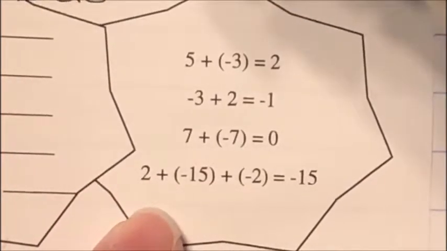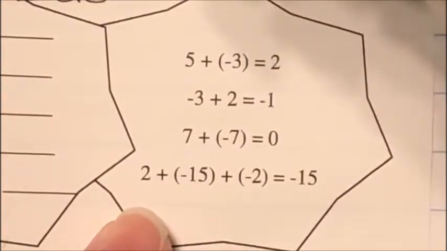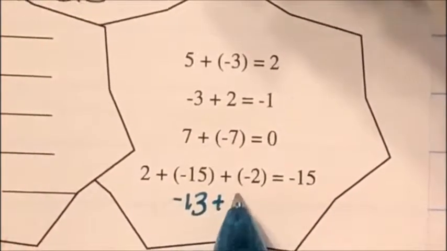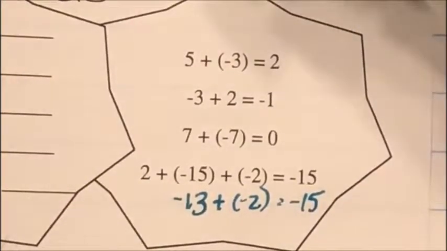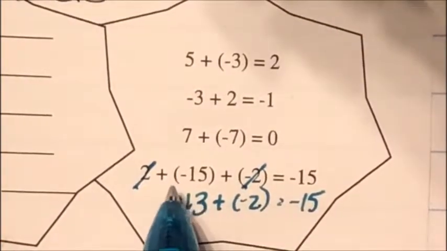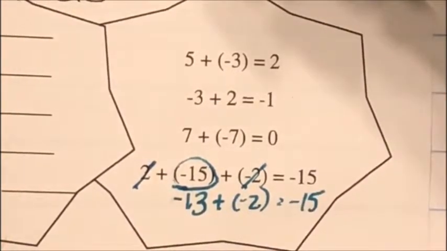Okay. Then I have 2 plus negative 15 plus negative 2. So same type of thing. 2 plus negative 15, they're different signs, so I subtract. 15 minus 2 is 13. 15 is bigger, so it's a negative 13. Now I have negative 13 plus negative 2, which gives me negative 15. You could also recognize that 2 and negative 2 are additive inverses, so they cancel each other out, and I'm left with a negative 15, which is my answer overall.